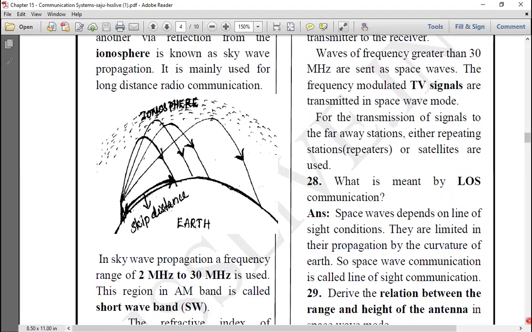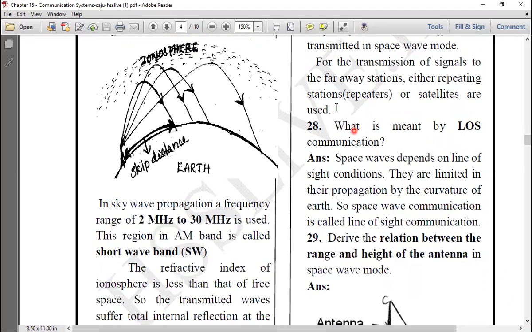Next, what is meant by LOS communication? Space wave depends on the line of sight condition. Actually, LOS means line of sight. They are limited in their propagation by the curvature of Earth. So space wave communication is called line of sight communication.